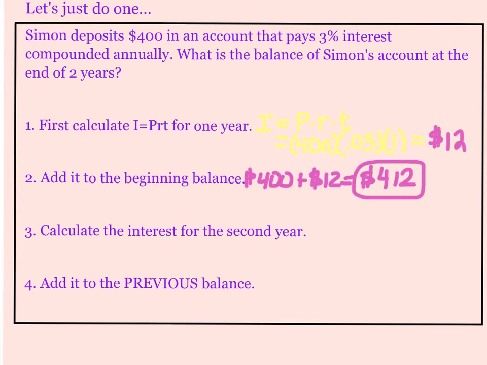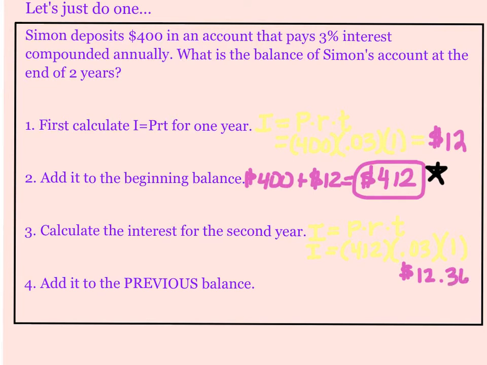Now we're going to go back and calculate the interest again, except this time we're going to use his new balance of $412. So the amount of interest he's going to earn is going to be 412 times the rate, which is still 3%, and we're just talking about 1 more year. This gives us an interest of $12.36. So that's how much he earned in the second year.